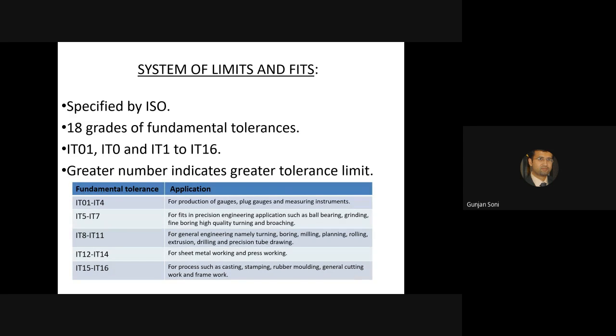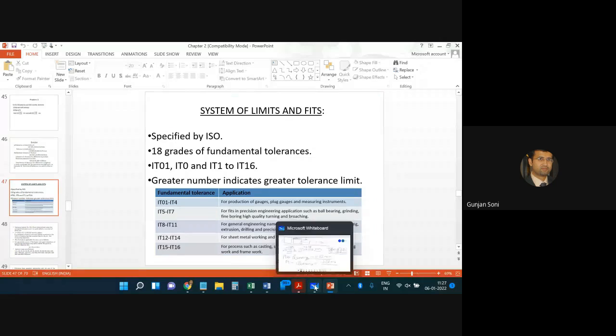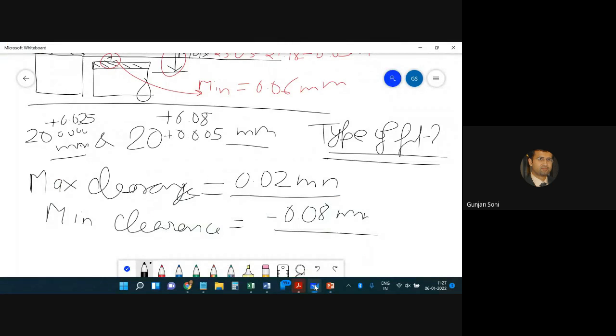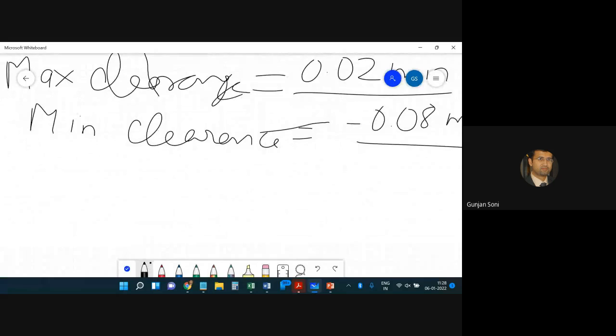Now, how do we find out these values? How do I find out the tolerance unit for a given tolerance, let's say I got IT5 and IT6 tolerances.